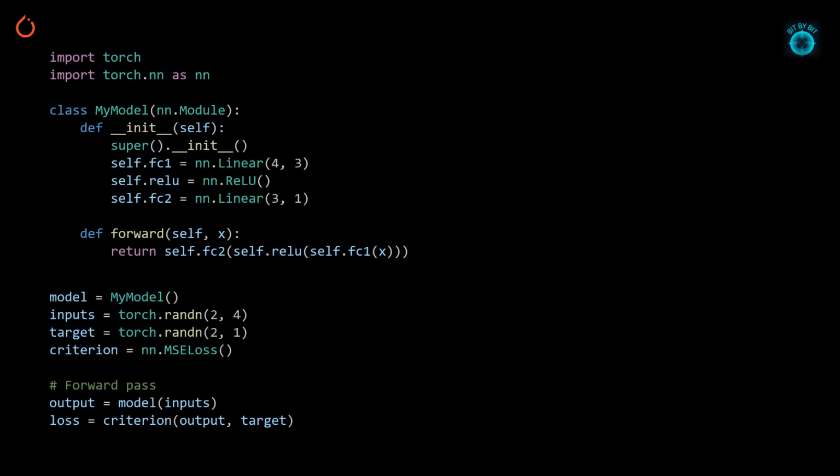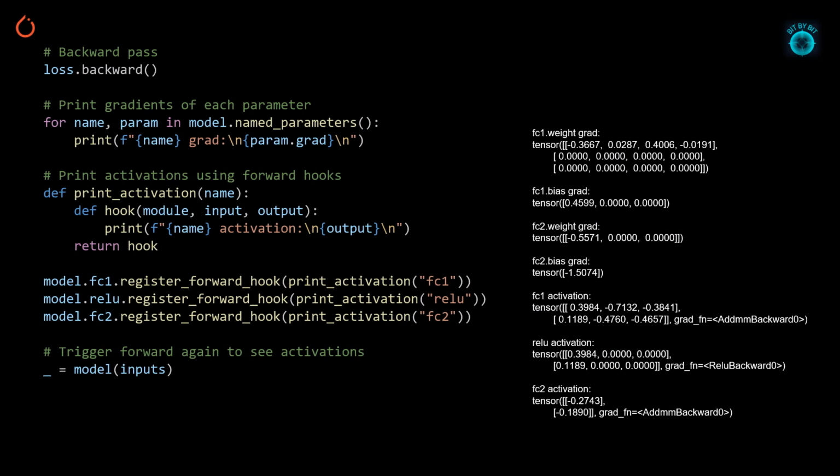Let's walk through the code for printing gradients and internal activations. We start by creating a small model with 2 linear layers and a ReLU activation. We create some random input and target data. Then we run the forward pass and compute the loss using mean squared error. After that, we call backward to perform backpropagation. To inspect gradients, we loop through all named parameters in the model. We print the name and the .grad tensor for each one. This shows how each parameter is being updated based on the loss.